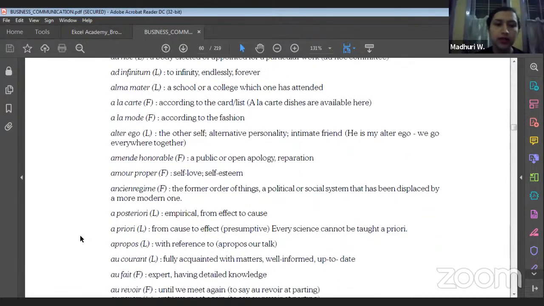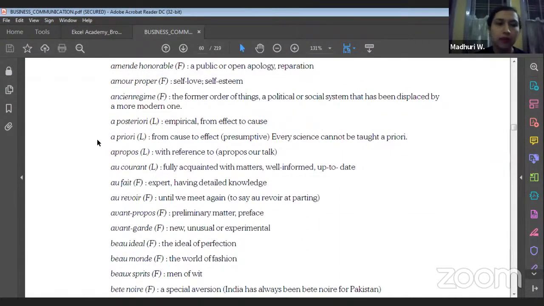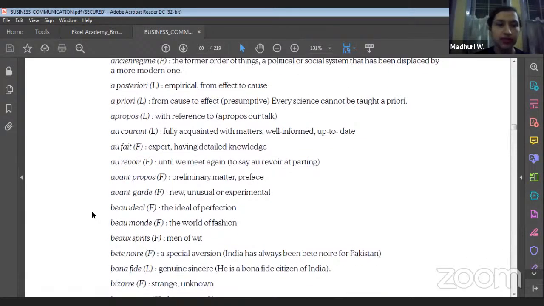Similarly, a priori comes from the Latin, which means presumptive, from cause to effect. Apropos again comes from Latin, which means with reference to. Au revoir means bye-bye in French, until we meet again. Avant-propos means preliminary matter or preface.